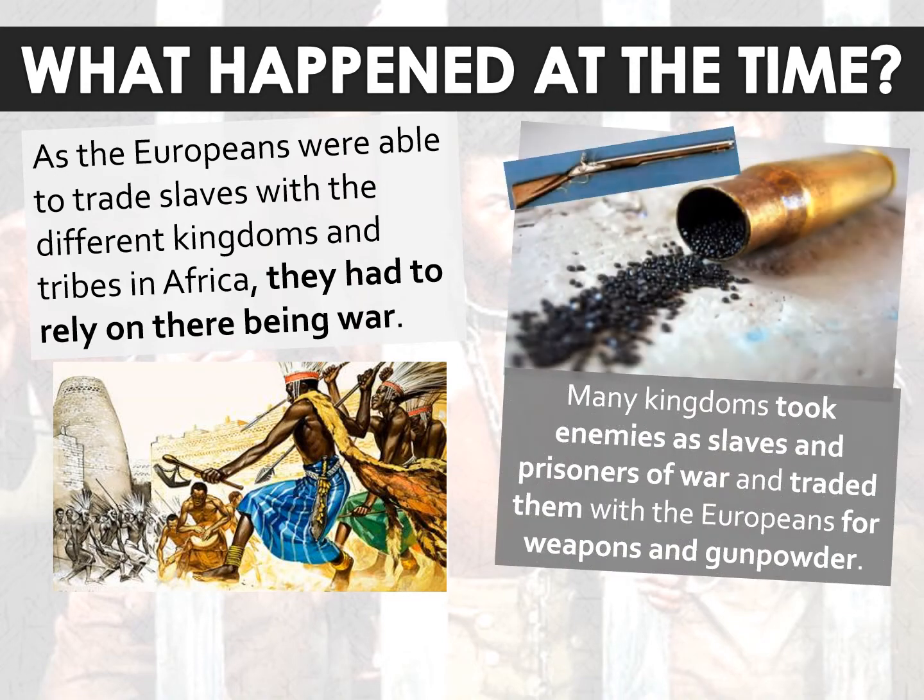Many kingdoms took enemies as slaves and prisoners of war, as we said, so they would trade them with the Europeans for weapons and gunpowder to make themselves more powerful. This then meant that they could invade other land that belonged to other tribes, take that land for themselves, which would be a benefit for them, and get more people to then trade as slaves.